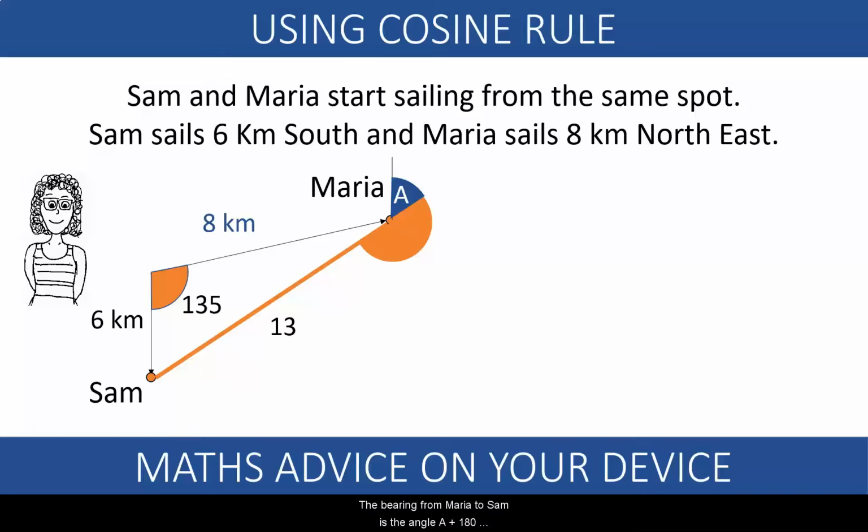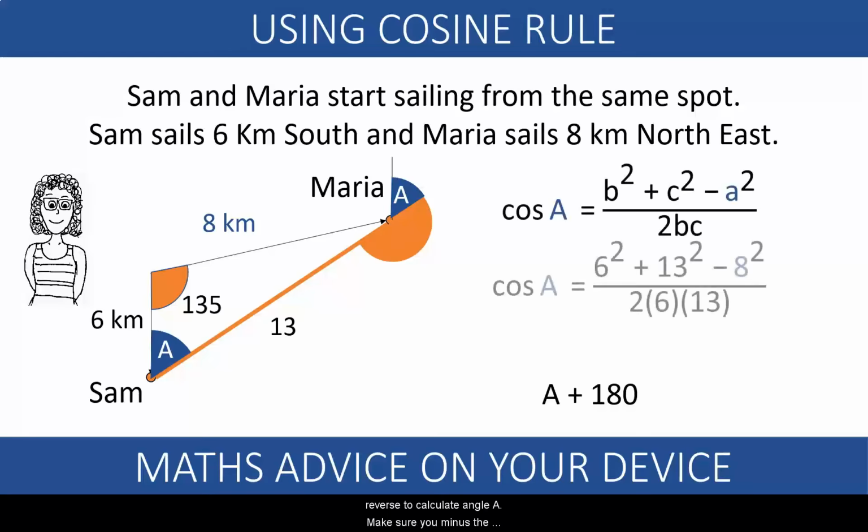The bearing from Maria to Sam is the angle A plus 180 degrees. We use the cosine rule in reverse to calculate angle A. Make sure you minus the square of the opposite side, 8. The angle is 25.3, so the bearing from Maria to Sam is 205.